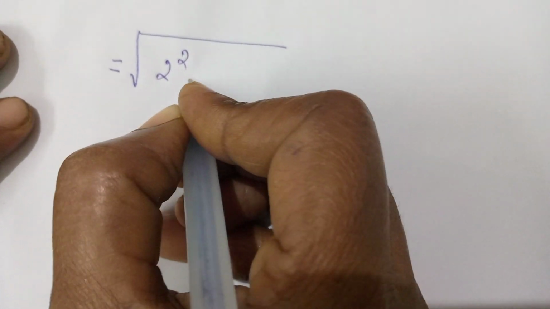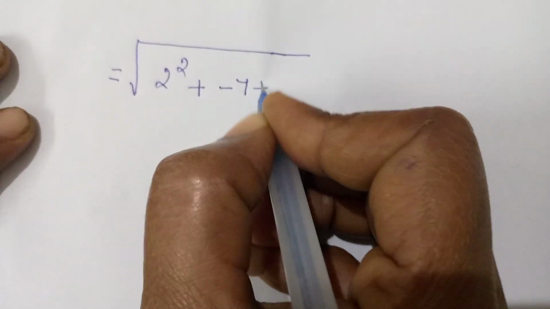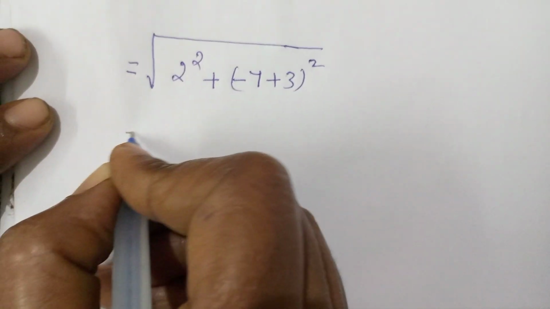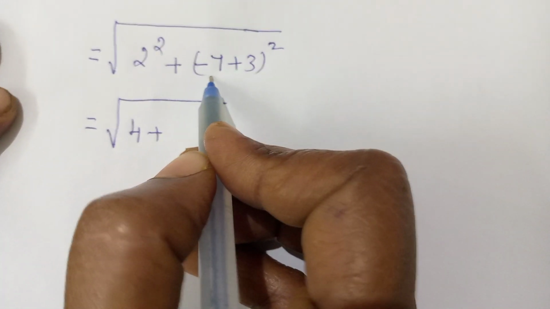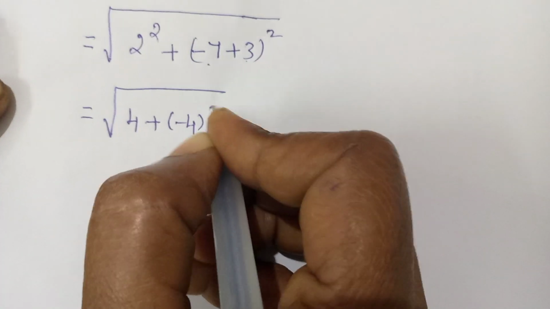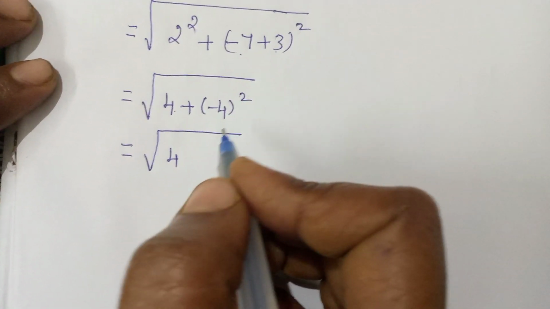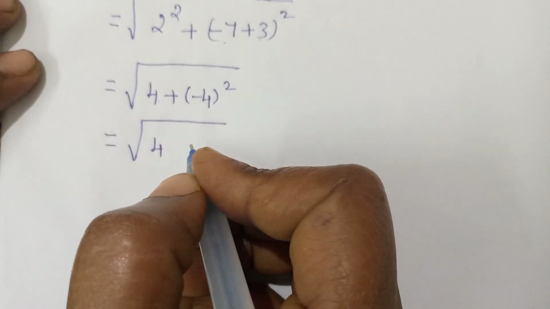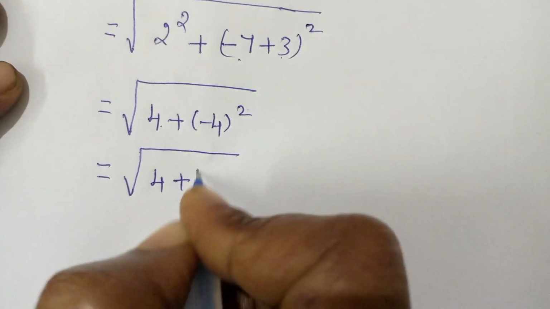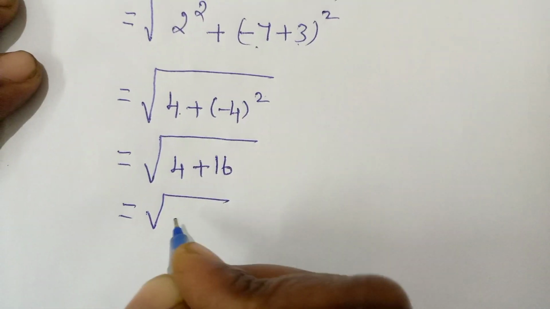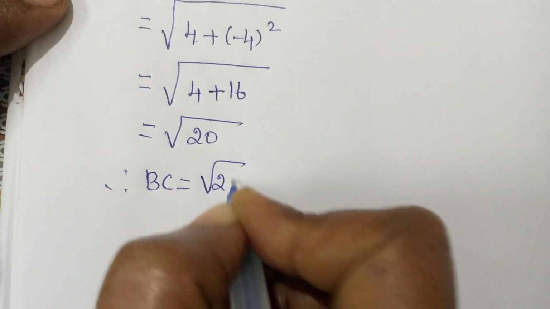2 square plus minus 7 minus into minus plus 3 the whole square, which is equal to square root of 2 square we have 4 plus minus 7 plus 3 we have minus 4 square, which is equal to square root of 4 minus 4 the whole square means minus 4 into minus 4, that is plus 16. Minus into minus plus, 4 4s are 16. That is equal to square root of 20. Therefore, BC equal to square root of 20.